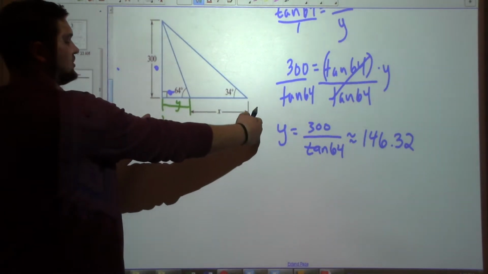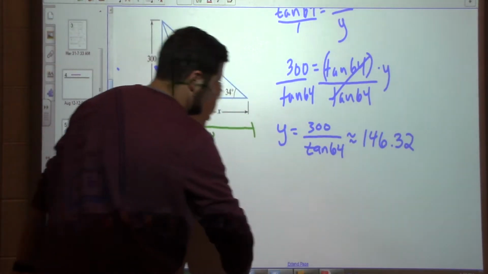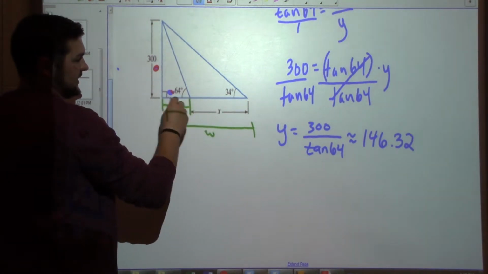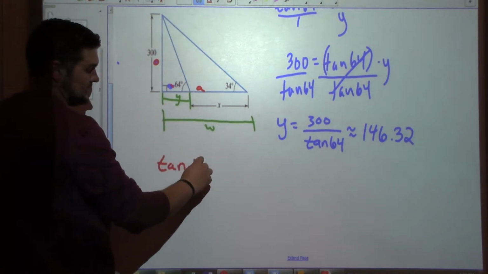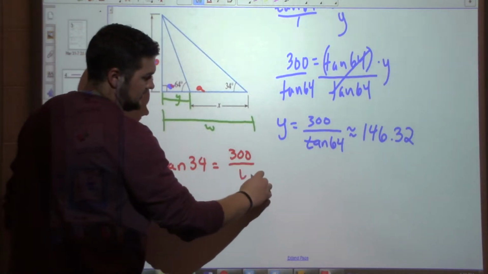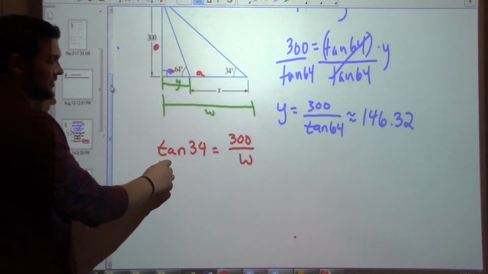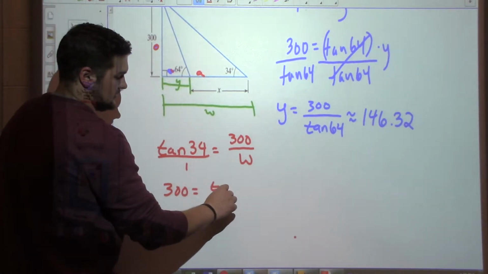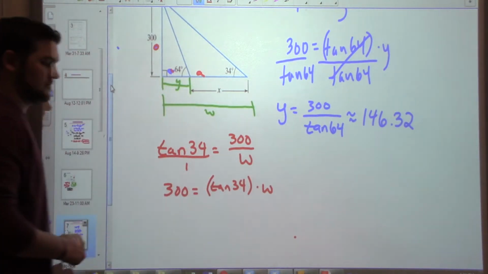Now let's find the bigger portion, the whole thing. It's with this big triangle here. So if I'm using angle 34, 300 is my opposite. W is my adjacent side here. So I'm going to get tangent of 34 equals 300 over W. Once again, let's cross multiply. 300 equals tangent of 34 times W.